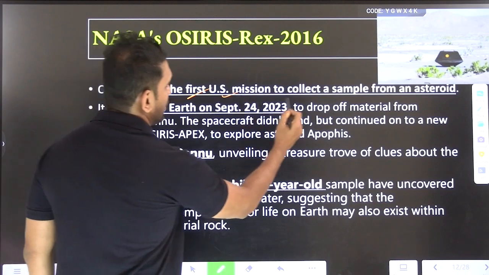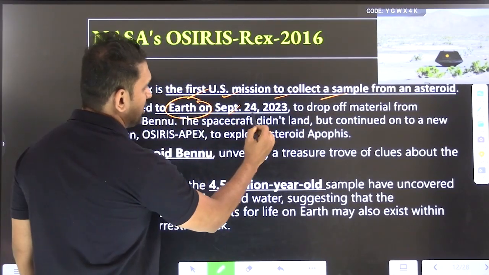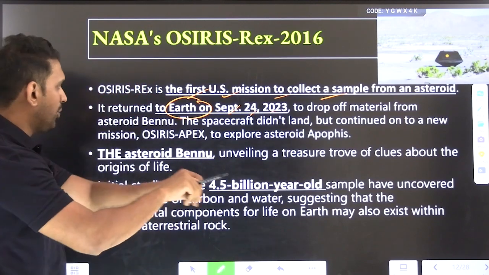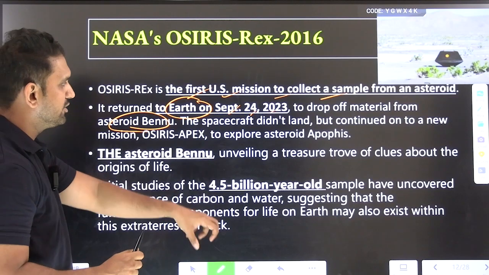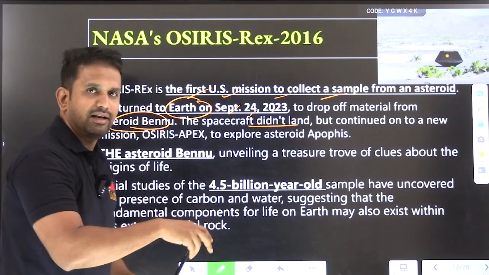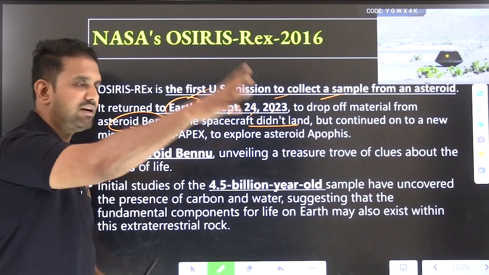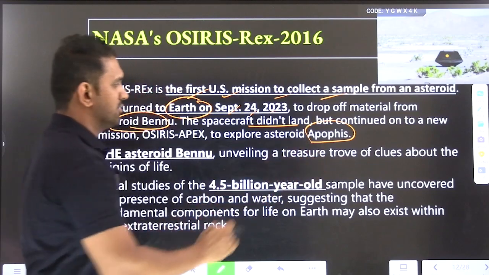The first US mission to collect samples from an asteroid. It returned to Earth on September 24, 2023 to drop off the material of asteroid Bennu. Whatever it took, it dropped the material. But it did not land on the Earth, it just dropped it and went on for another mission to explore another asteroid called Apophis.